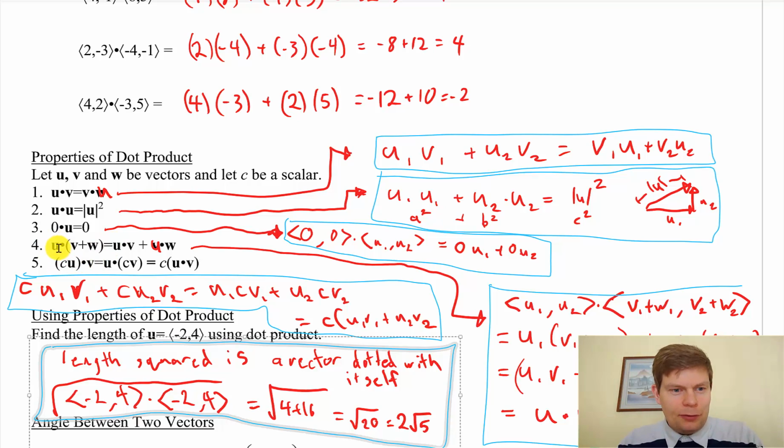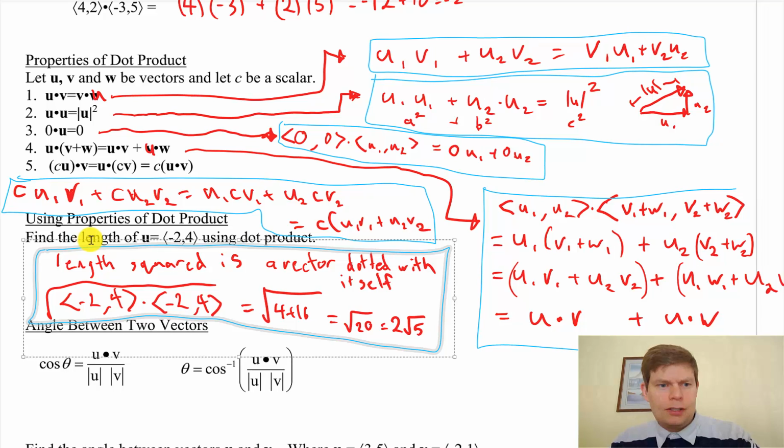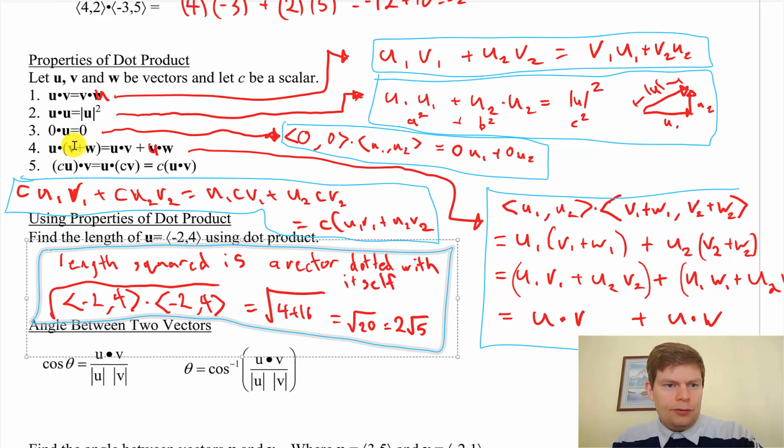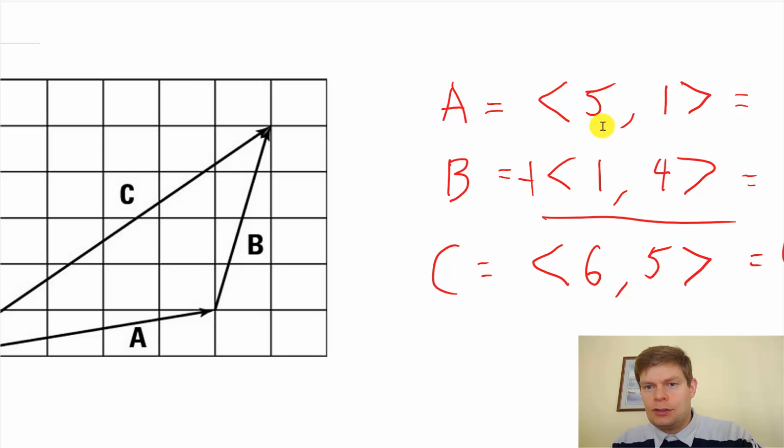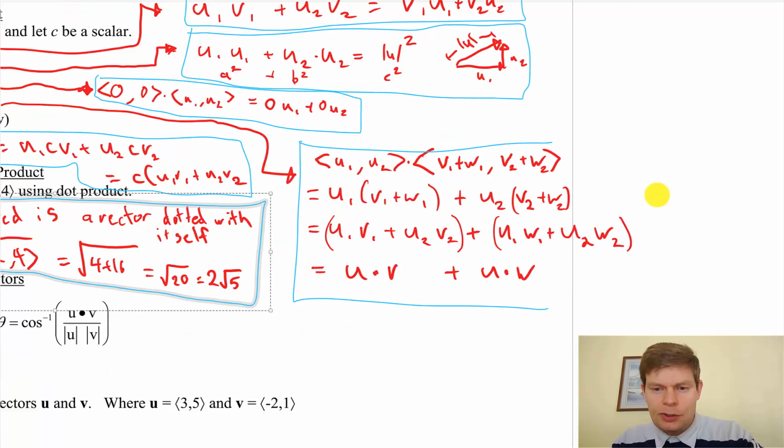This one is a bit of a fun one. This is the distributive principle, I believe. So u dot (v plus w) equals u dot v plus u dot w. And so I proved it here. So remember, if you add vectors, thinking back to this guy, it's super easy. You just add up the components. So A's x component plus B's x component equals C's x component. And C's y component is just A's y component plus B's y component. So adding them is super simple.